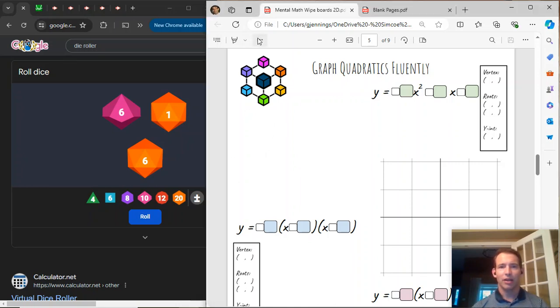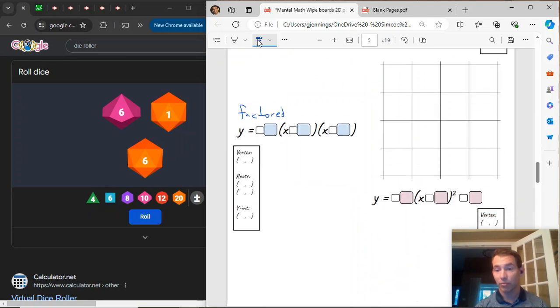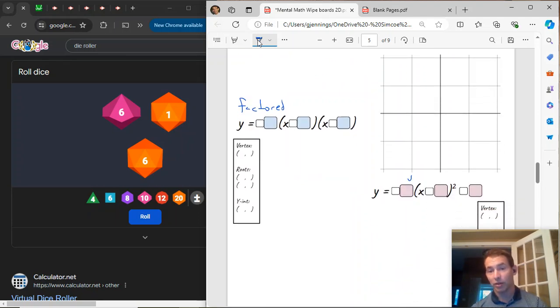So on the sheets, we have standard, factored, and vertex form quadratics that we can work with. All right? And that's cool because we're going to want to be able to work with all three.